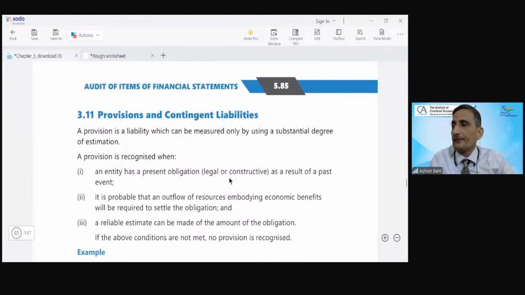Anybody else? First of all, tell me what is the difference between liability and a provision? What is your understanding of difference between liability and a provision? Yes, Sahu, you are writing liabilities which come unexpectedly. That's not a proper way to write. Yes, Pranav, you seem to be right. Provision is a liability of uncertain amount. Yes, but can be ascertained using substantial degree of estimation.